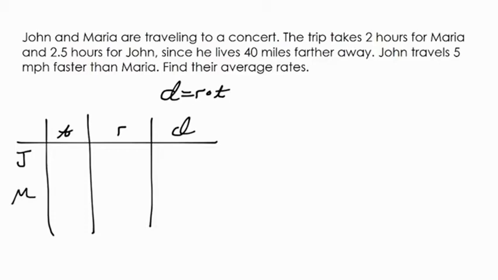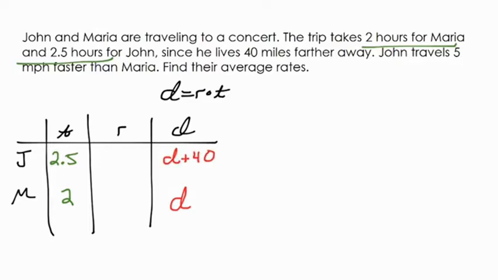First off, let's see what we can fill into the table based on what's up here in the problem. It says the trip takes 2 hours for Maria. That means for Maria, her time is 2. And it takes 2.5 hours for Juan. So that's what we have from that sentence. Maria's time was 2 hours, Juan's time was 2.5 hours. Now, we don't know how far Maria lives from the concert, but we know that John lives 40 miles further. So if we call the distance for Maria D, then the distance for Juan is whatever Maria's distance is plus 40.